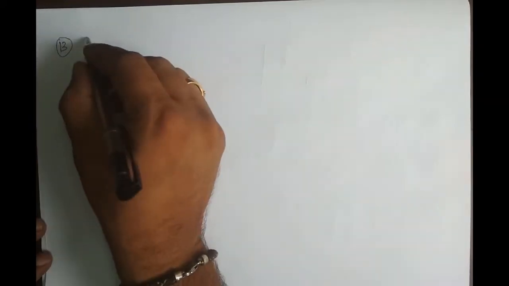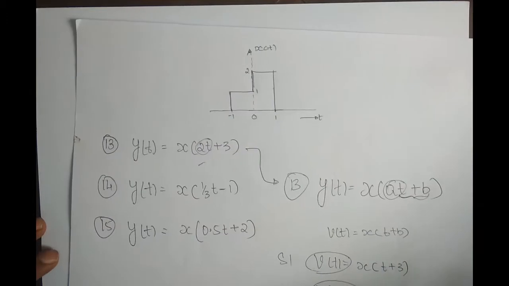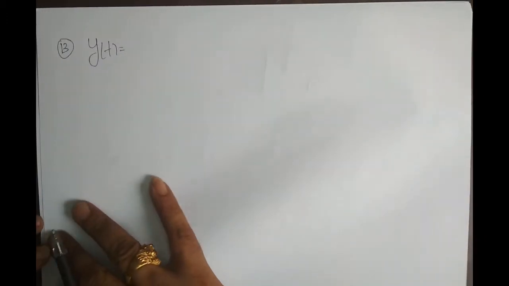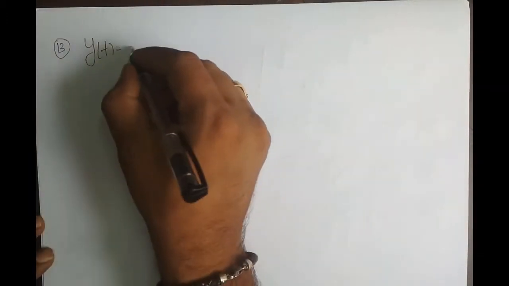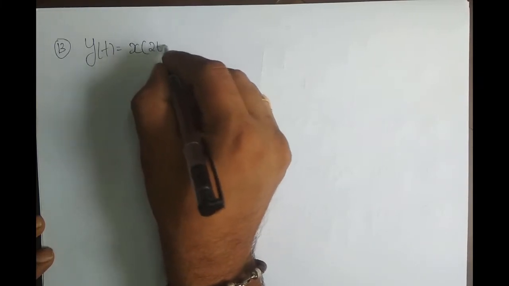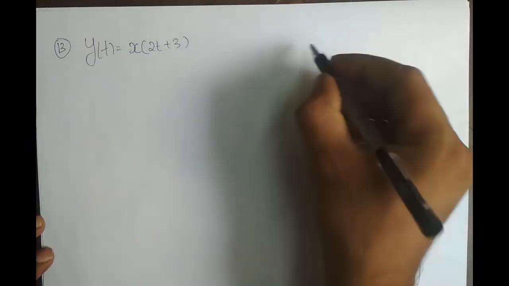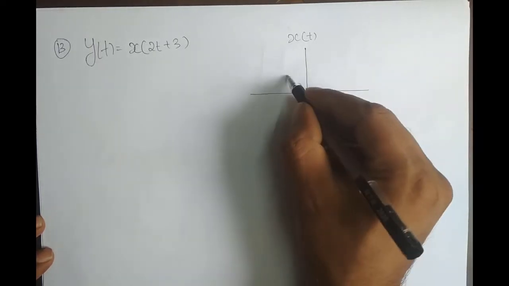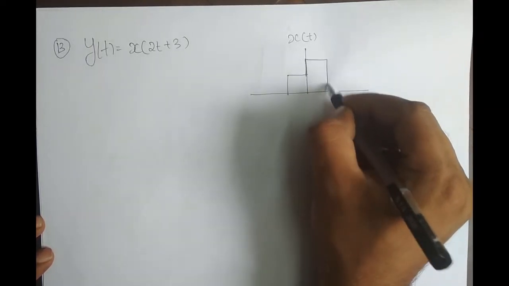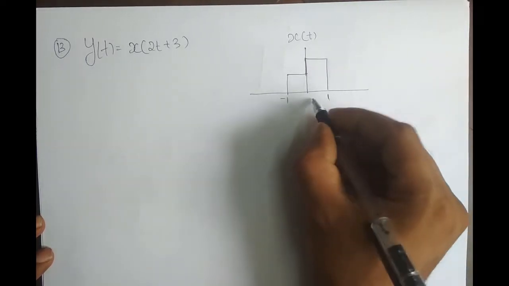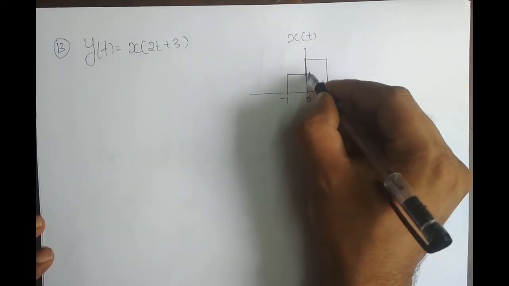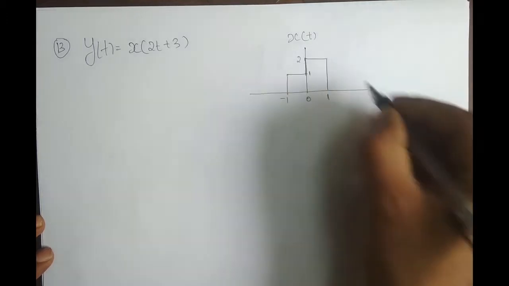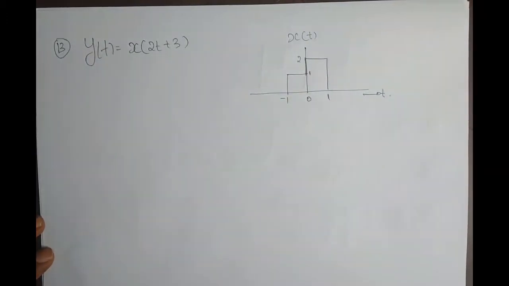So problem number 13, y of t is equal to x of 2t plus 3, and x of t is something like this. It is defined from -1 to 1. From -1 to 0, amplitude is 1. From 0 to 1, amplitude is 2. This is the independent variable t.